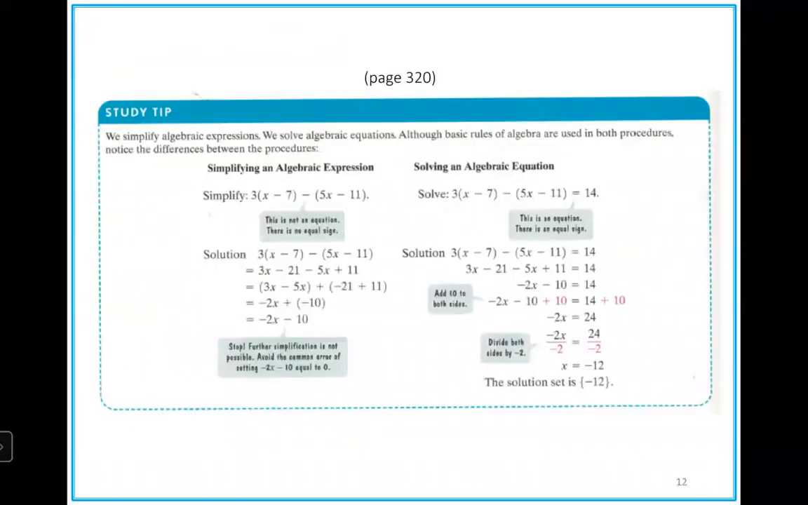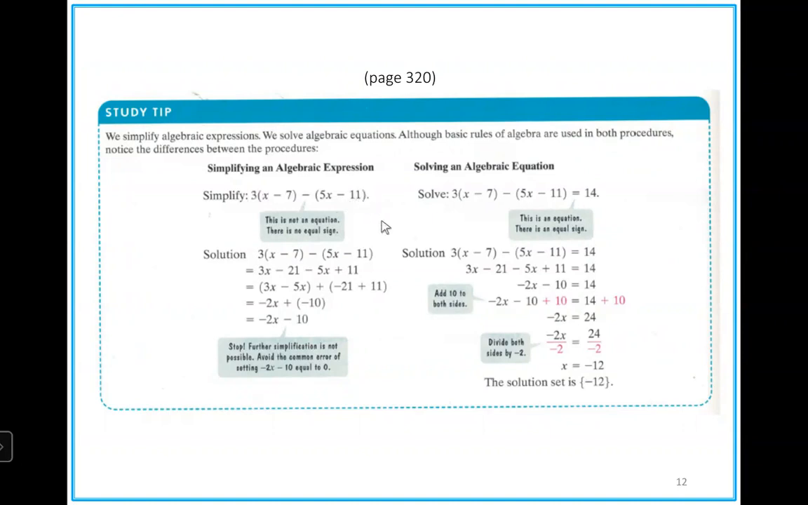Okay, so on page 320, you'll see this study tip, which I think is useful to be aware of, that there's a difference between simplifying and solving. Okay, so there are times when persons make the mistake and try to solve an expression. Right here, this here is an algebraic expression. Why is this not an equation?